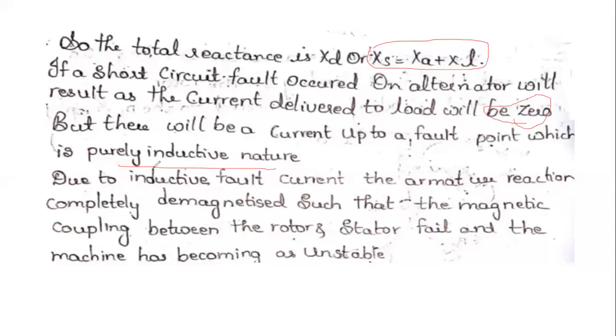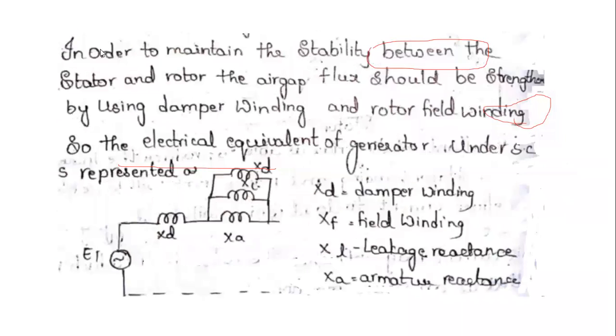Why? Because of the inductive nature. The loads are purely inductive in nature. Due to the inductive fault currents, the armature reaction is completely demagnetizing, such that the magnetic coupling between the rotor and the stator fails, and the machine has become unstable. There is a disturbance in the magnetic coupling between the rotor and the stator, so the machine becomes unstable.